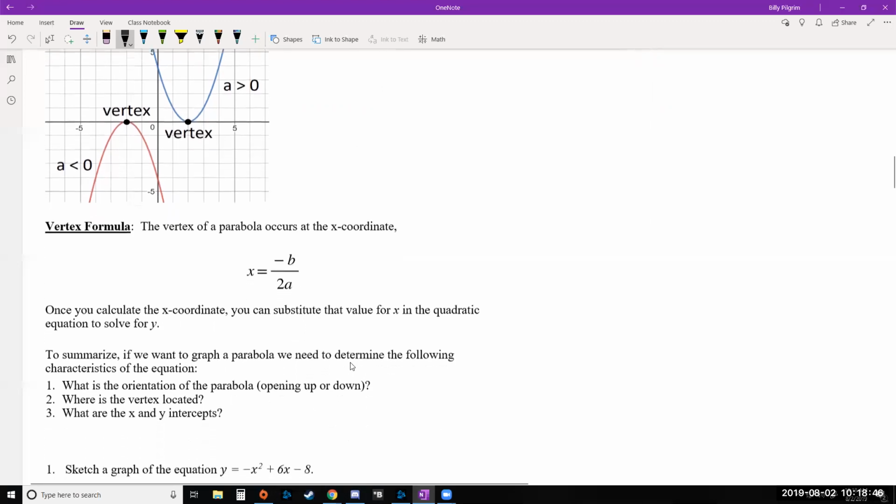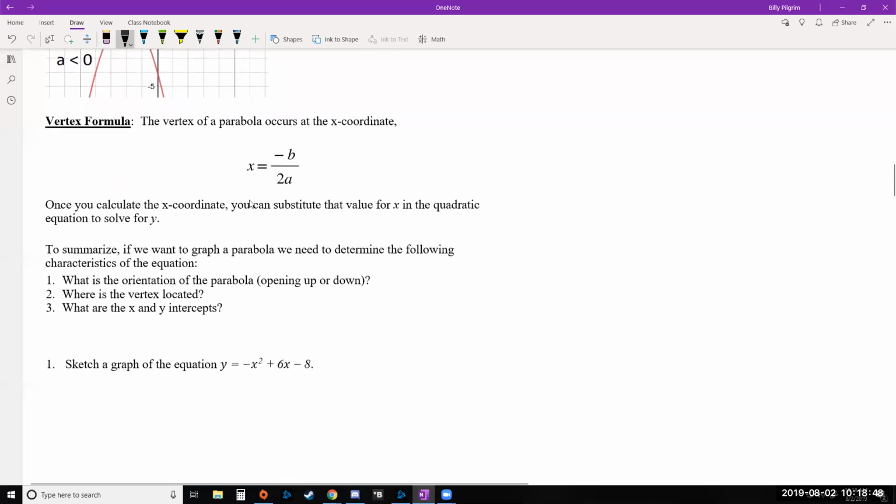We have a little formula here called the vertex formula. It says the vertex of a parabola occurs at the x-coordinate, x equals minus b over 2a. Notice this is just the x-coordinate, so you use the formula to get your x, and then if you want the y that goes with it, you plug x into the equation and you generate the y.